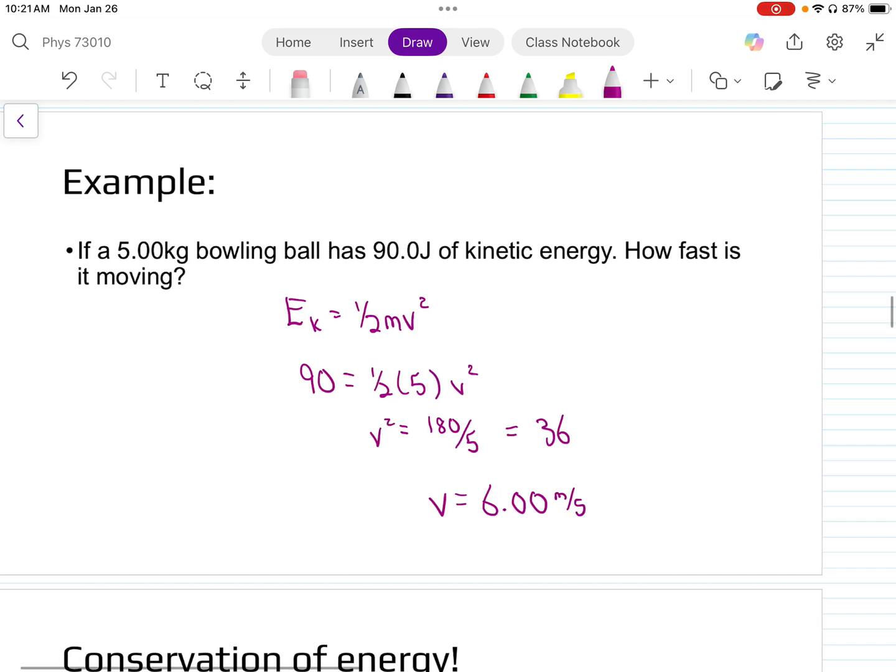Okay, that's just a little short video clip. We'll stop this one, and then we're going to move on to conservation of energy, combining those two together.